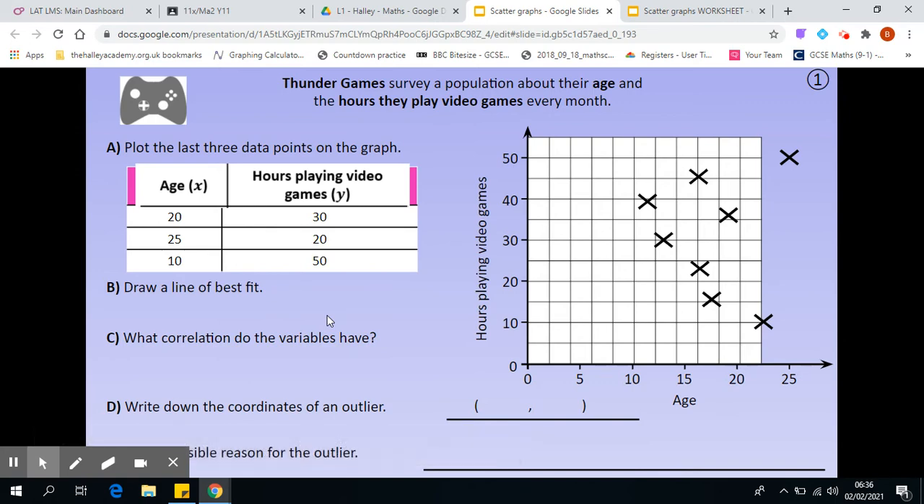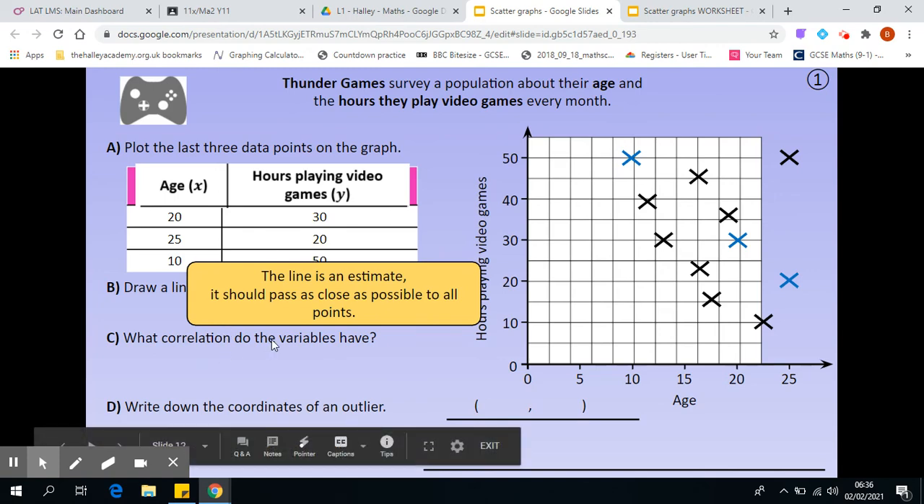Let's look at another example. In this example, we're trying to find a relationship between age and the time they spend playing video games. Now, the data is represented on a scatter diagram here. The first question was to draw a line of best fit. Now, I plotted three other coordinates, which are blue, for the data provided here because it asks us to plot the last three data points. The black ones are the ones done originally.